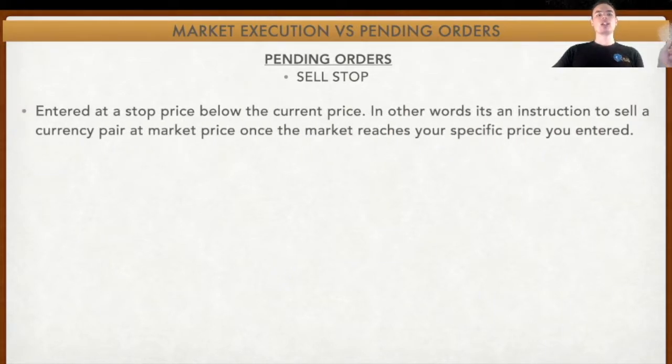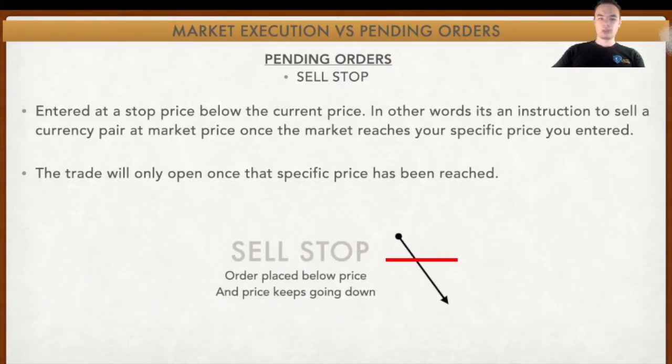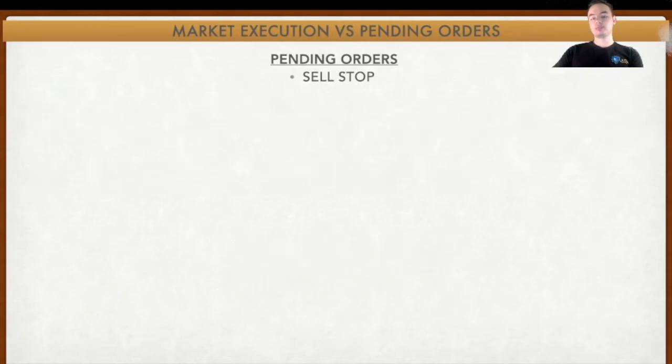Another pending order, the opposite of the buy stop. So this is entered at a stop price below the current price. In other words, it's an instruction to sell the currency pair at market price once the market reaches the specific price you've entered. Now, the trade will only open once that specific price has been reached. So order placed below price, and price keeps going down. Okay, let's go look at this example.